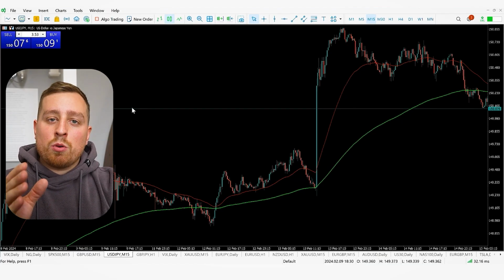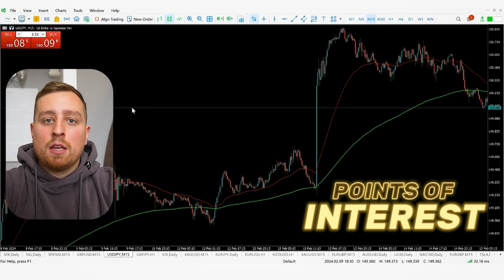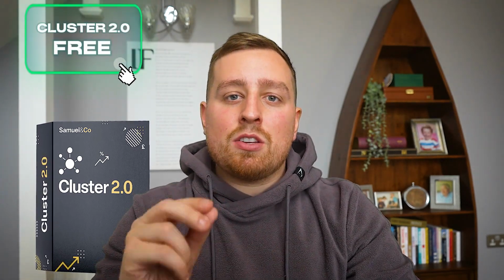The next stage that we want to do is find points of interest to enter into this market. Now this is where my indicator, Cluster 2, comes in, which I'm going to give to you for free, so stay tuned for that. But ultimately, let's start circling points of interest. Now, if you're going to buy something because your outlook is to the buy side, you don't want to be buying when price is high, you want to be buying when price is low, as long as the moving averages are still in that overall direction.